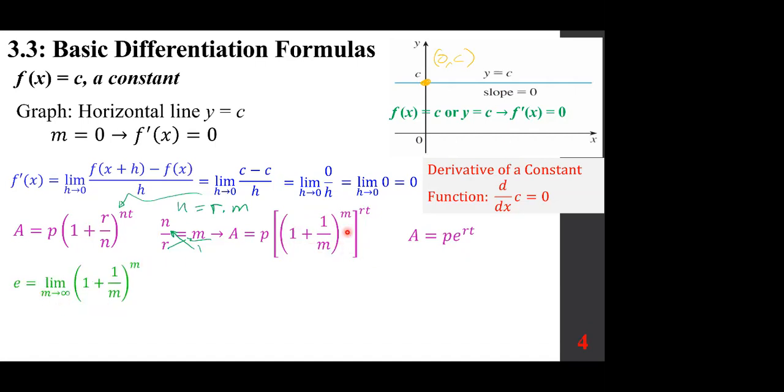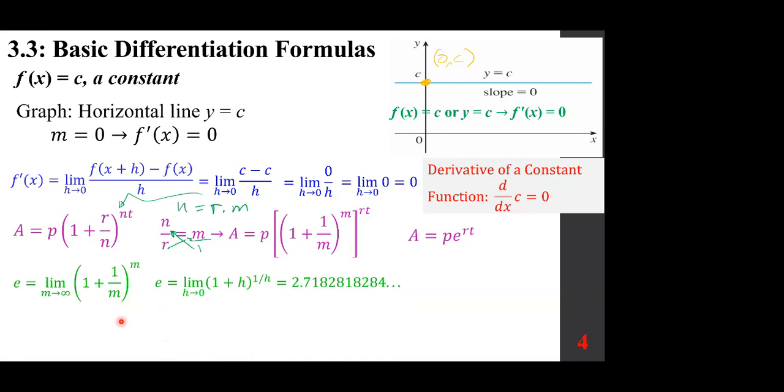e is represented by this expression as M goes to infinity: the limit as M goes to infinity of 1 plus 1 over M to the power of M. So this was proved there. Now, if you replace the 1 over M with something like h, then when M goes to infinity, h goes to 0.